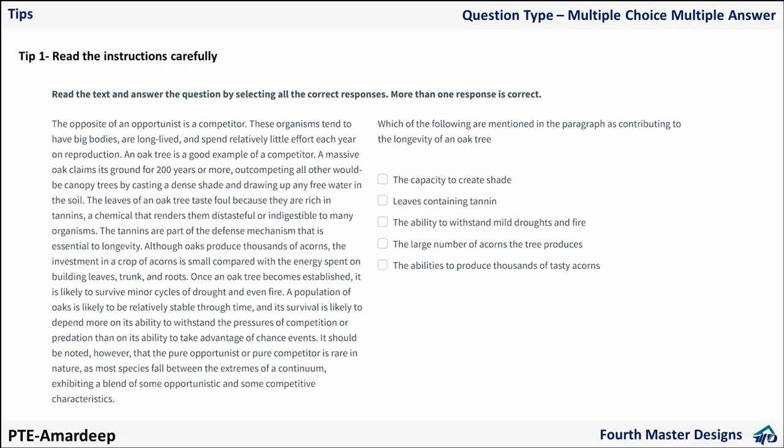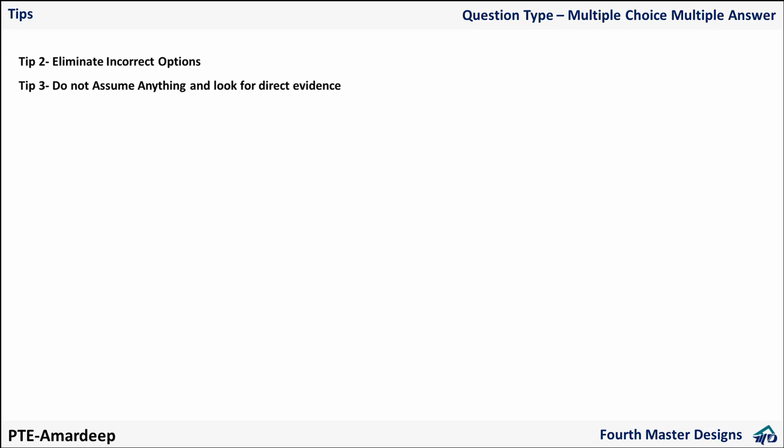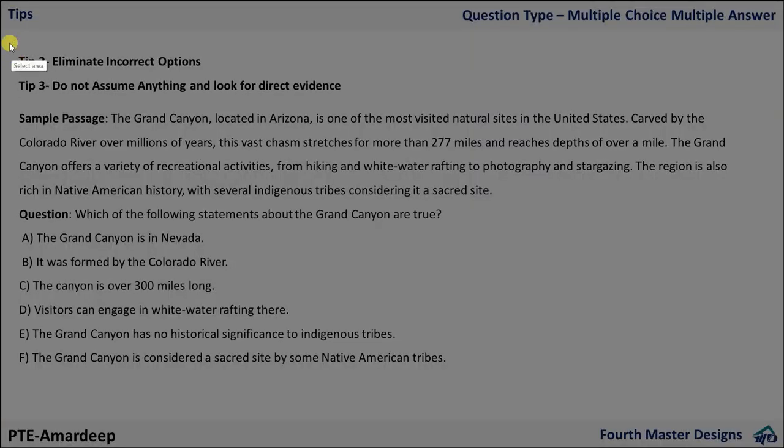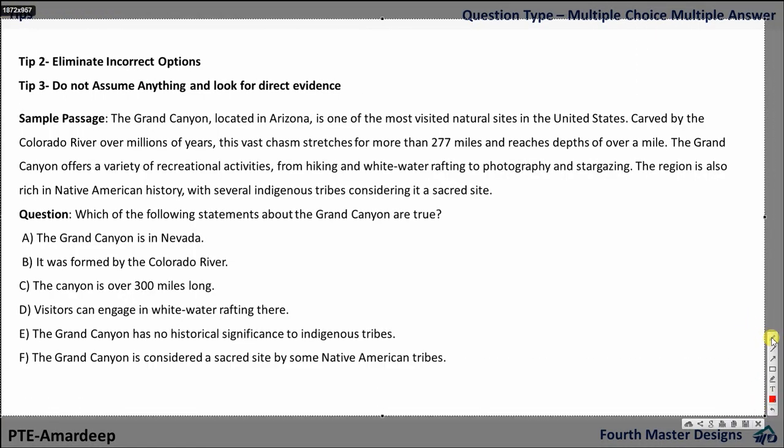Read it carefully. Then the second and third tips I'm going to cover here itself, and they are very simple. Whatever is incorrect, eliminate it. Whatever you feel doesn't fit in the context, eliminate it. And then the third one, do not assume anything on your own. Look for direct evidence. I'll explain this with the help of an example. So see, the passage for us is this one. The Grand Canyon, located in Arizona, is one of the most visited natural sites in the United States, carved by the Colorado River over millions of years.